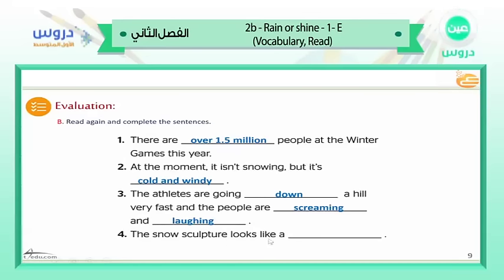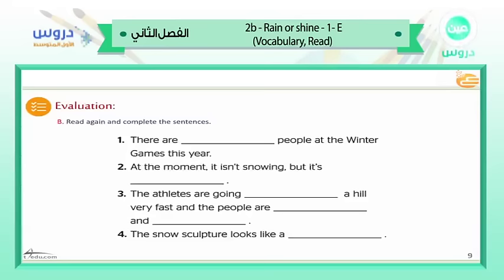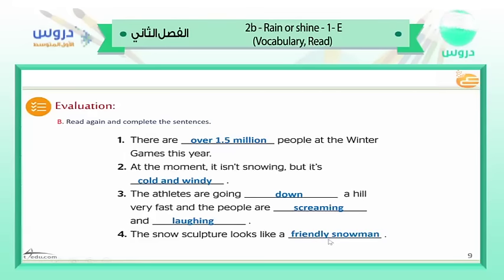Number four, the snow sculpture looks like a blank. Looks like what? What did we call this thing? What did we call it? Take a look. What do you think? Excellent. A snowman. That's right. This is number four. Okay. It's not only a snowman. It is a friendly snowman. Exactly. Okay, let's read number four. The snow sculpture looks like a friendly snowman. That's right. Beautiful.